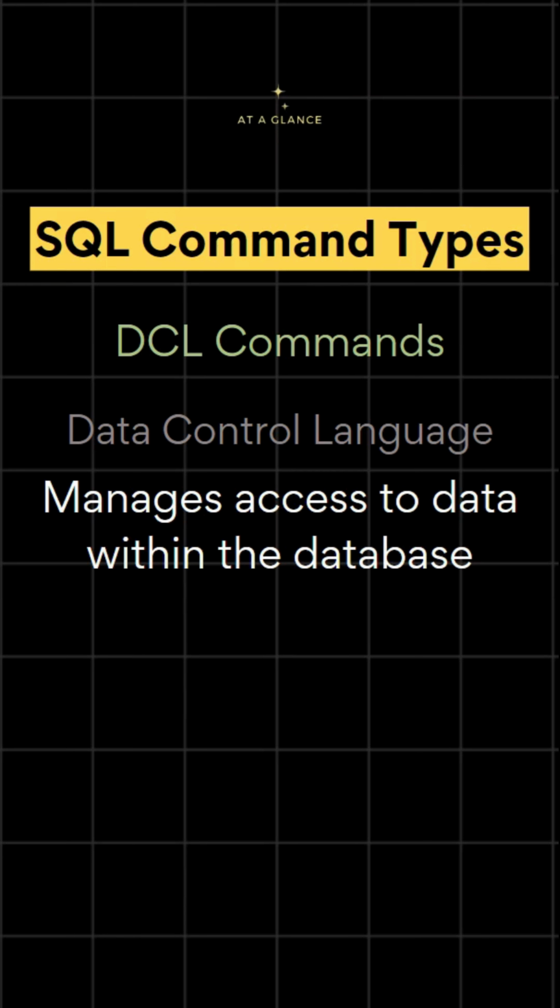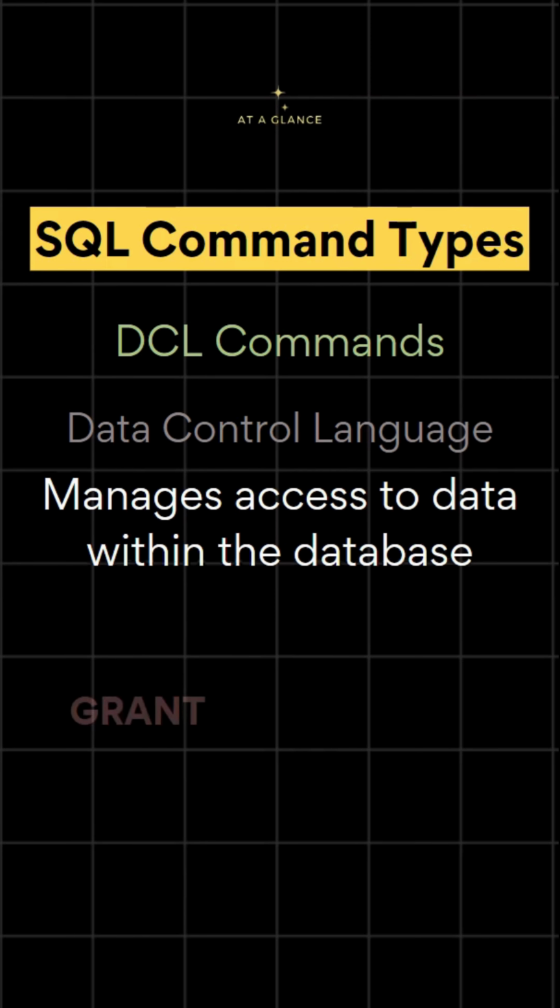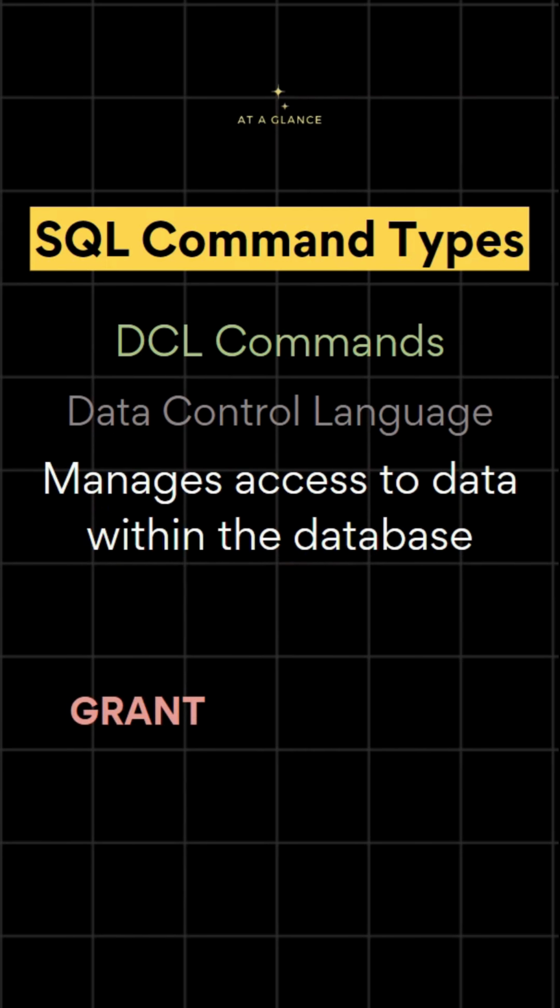The commands that fall under this DCL are grant. Grant command is specifically used to grant some permission to specified users from the owner. Next, we have revoke command. This revoke command is used to revoke all the privileges that were given to a specified user earlier.